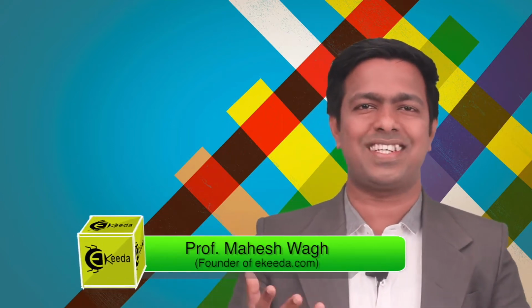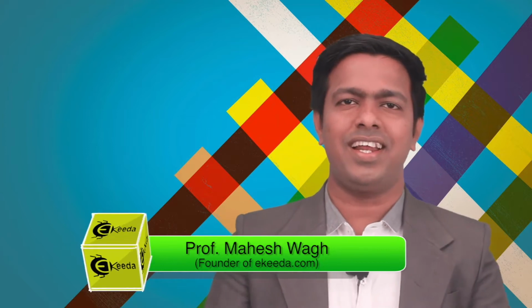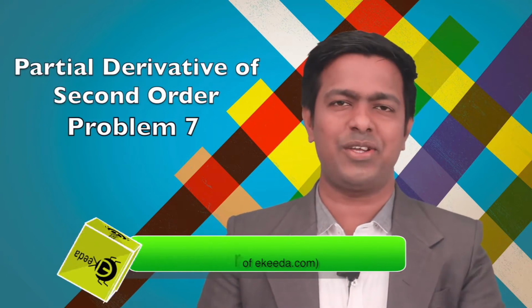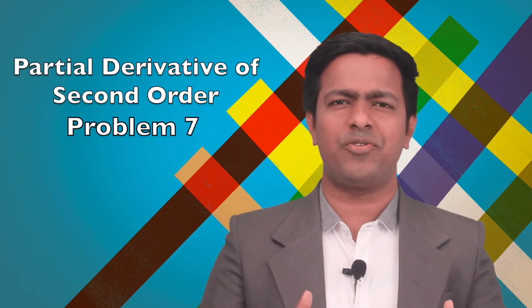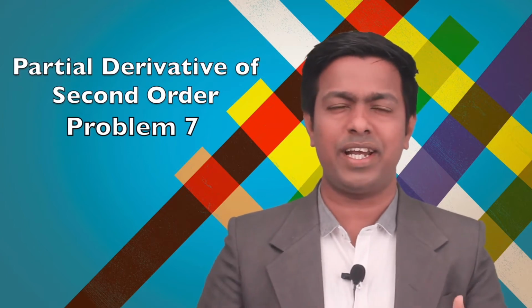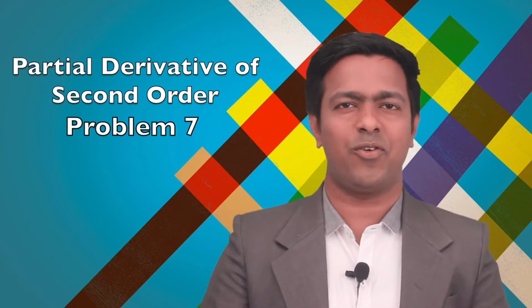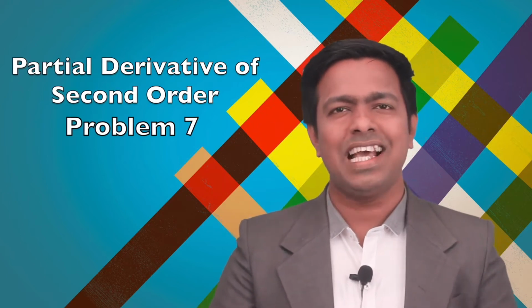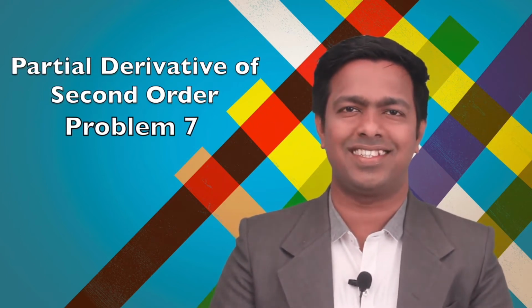Hello friends, so after completing problem number 6, we are going to start with problem number 7, where we have one function given and there is one equation which we have to solve, and we have to get the value of a and b with the help of second order partial derivative. So let's see, guys, how to solve such type of numericals.